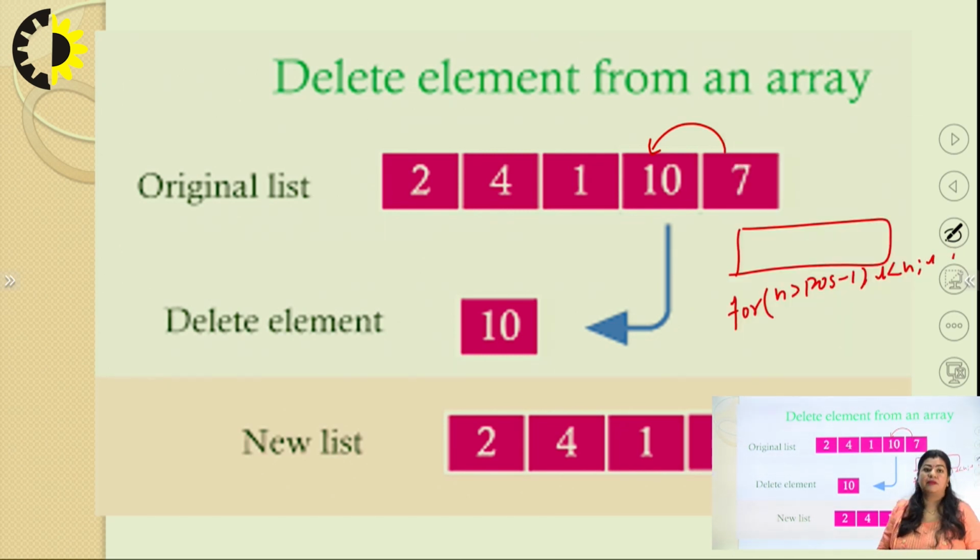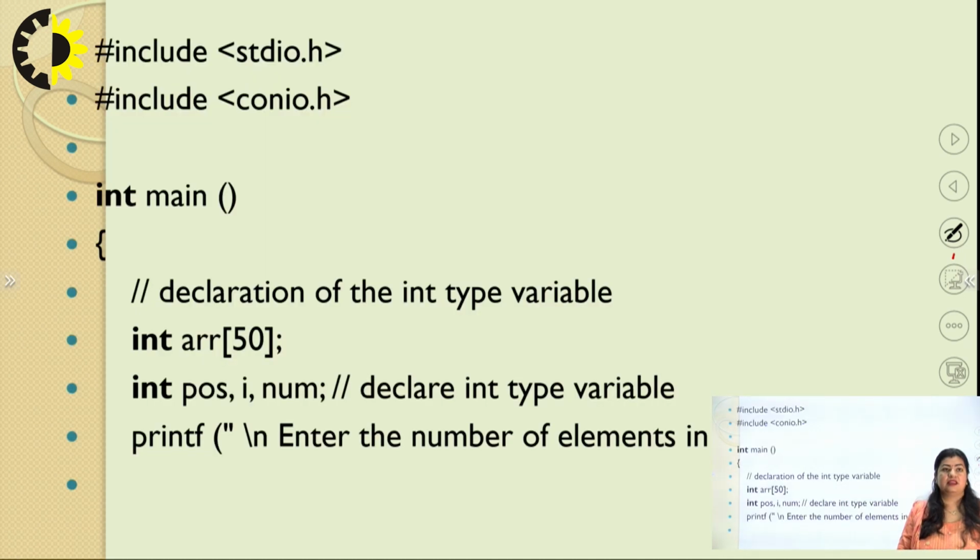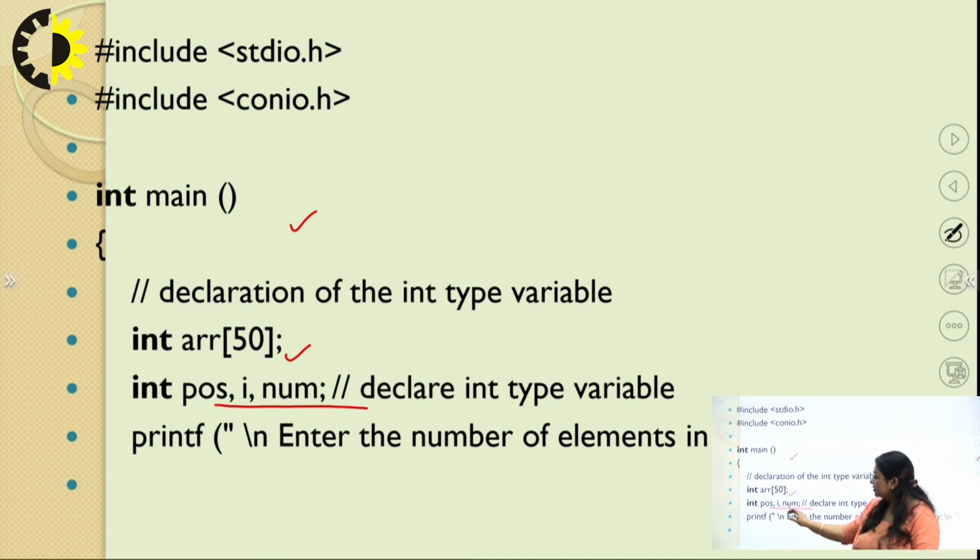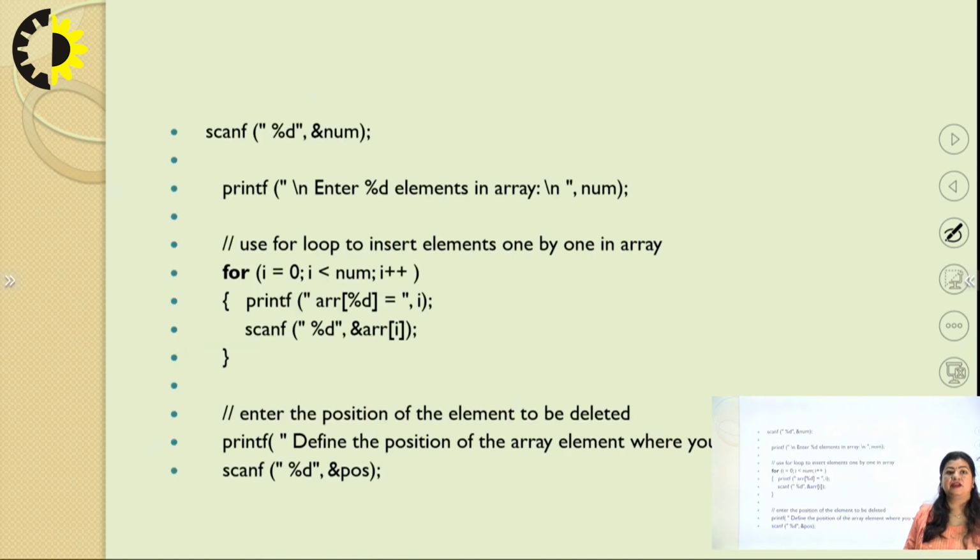You can apply this formula. You can see the program for how to delete elements from an array. Here we take the header files and apply the function int main, then declare the integer type variables. Here is the size of 50 and different variables to be declared as integers: position, i and num. First of all, print the n elements of the array.